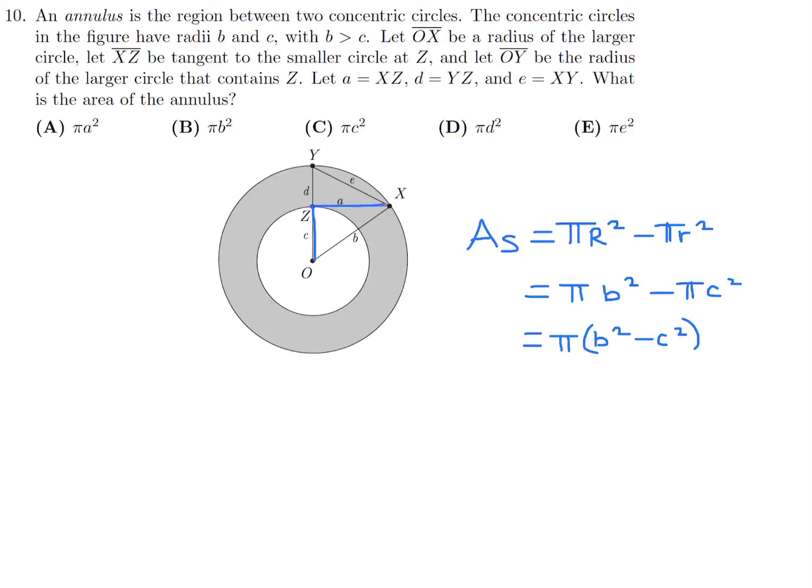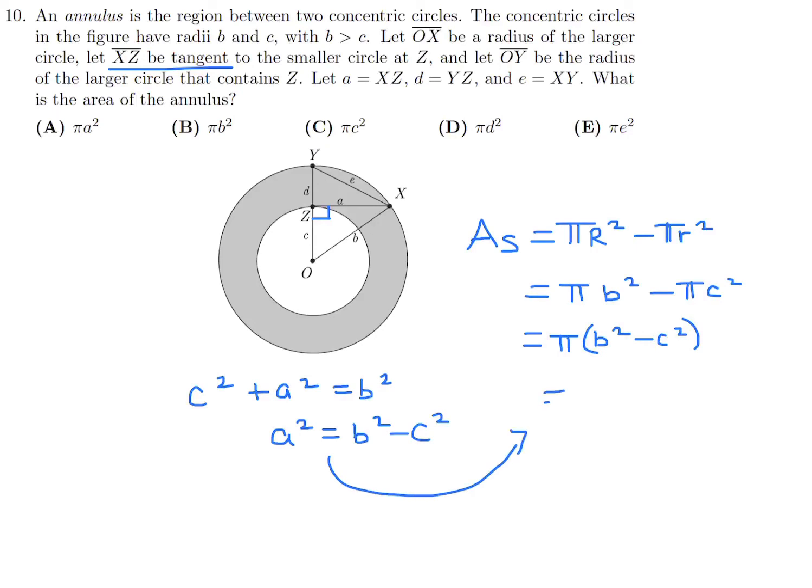And that's where this triangle comes in. That triangle is a right triangle. How do we know that? Well, because this is a tangent line, and they tell you that XZ is tangent. So from that triangle, using Pythagoras, C squared plus A squared is equal to B squared. And therefore, if you isolate for A squared, you get B squared minus C squared. And then all you have to do now is substitute that over there. And instead of B squared minus C squared, you put in A squared. And there you have it. That matches up with one of the answer choices. And that answer choice is A for number 10.